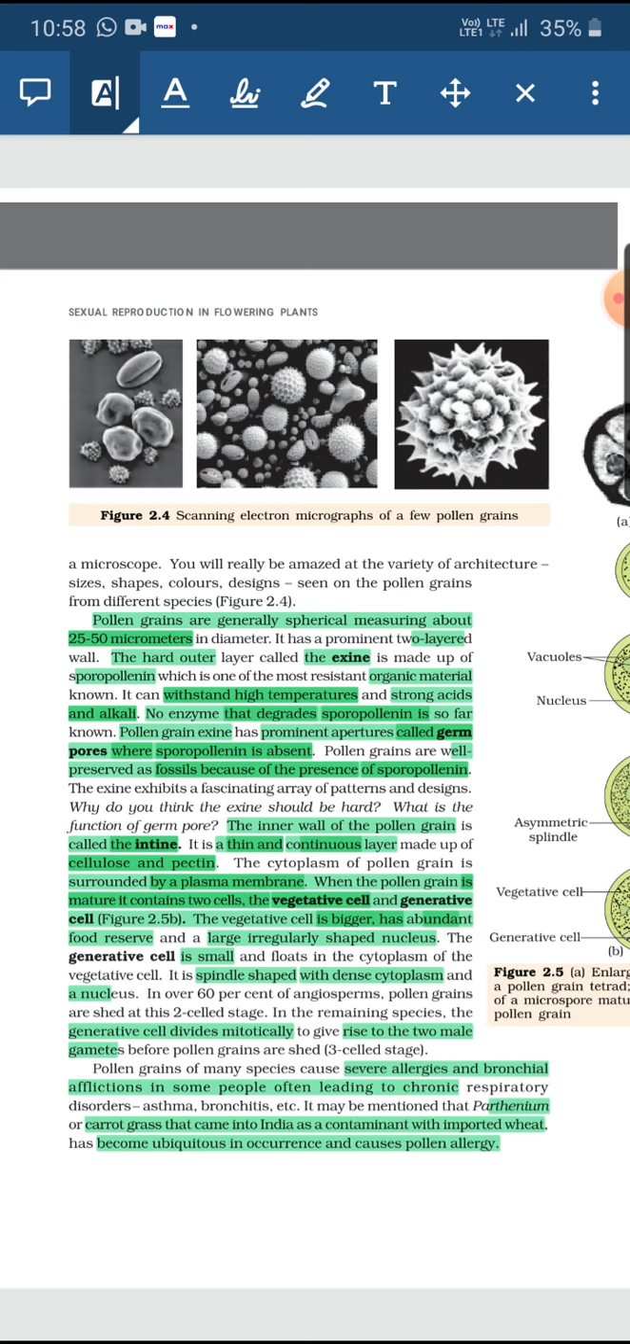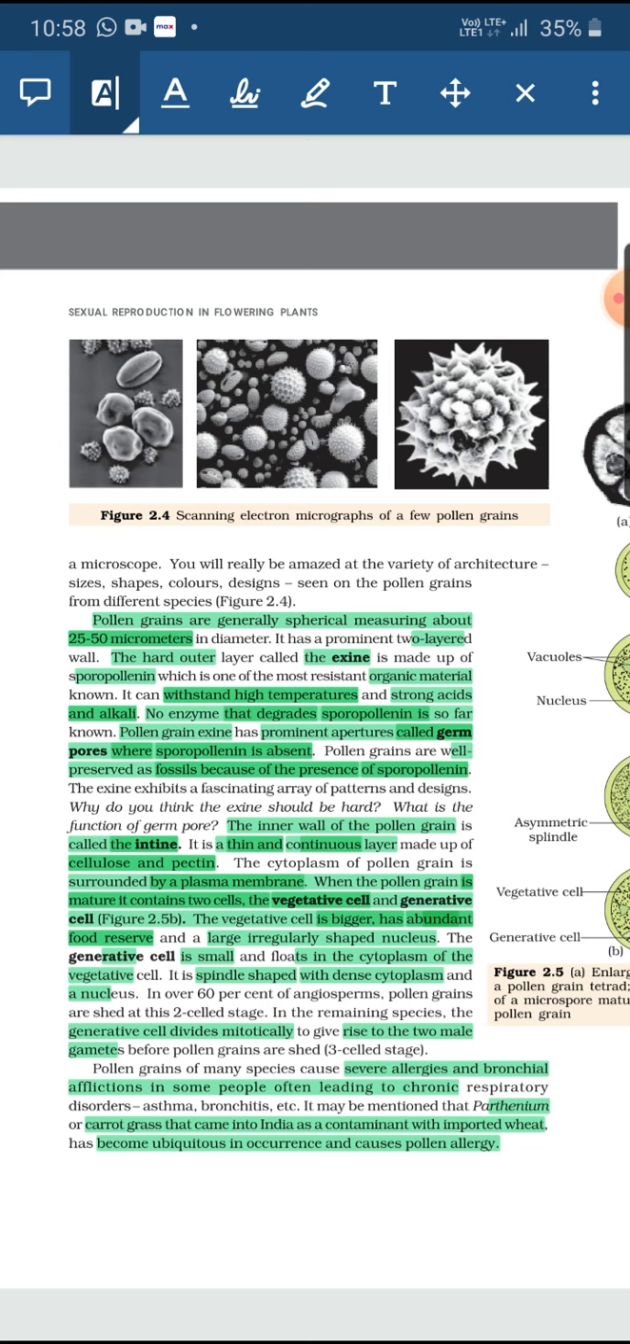When the pollen grain is mature, it contains two cells, the vegetative cell and the generative cell. The vegetative cell is a bigger cell and it has abundant reserve food material. On the other hand, the generative cell is a small cell. It floats in the cytoplasm of the vegetative cell. Now, an irregular nucleus is present in the vegetative cell. However, a prominent nucleus is present in the generative cell.